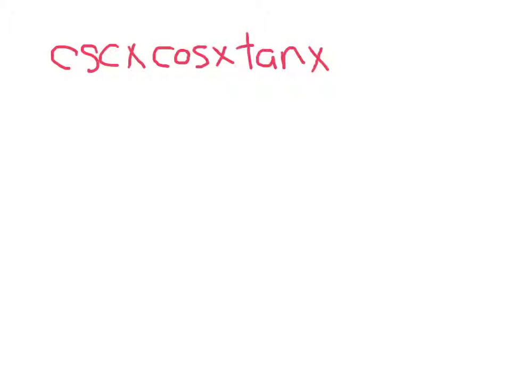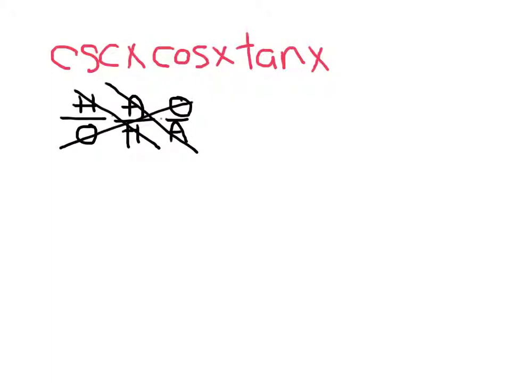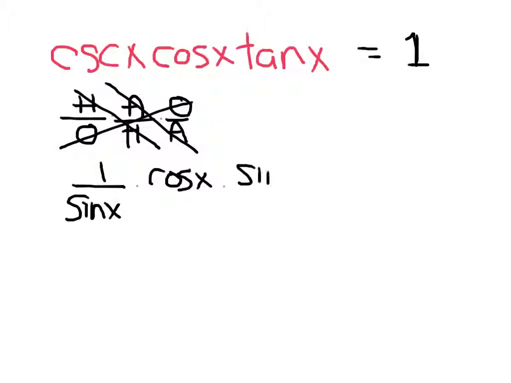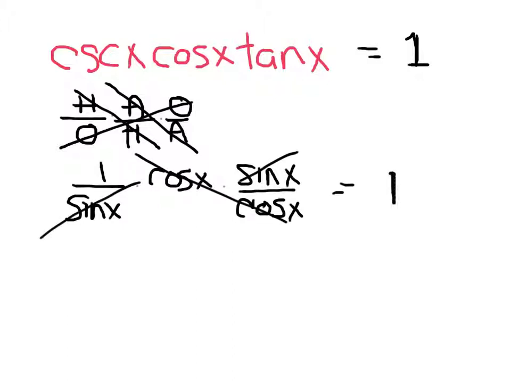Cosecant is the hypotenuse over the opposite, and cosine is the adjacent over the hypotenuse, and tangent is the opposite over the adjacent. And so the hypotenuses cancel, and those cancel, and those cancel. That's 1. Look at that. That was so nice. But if I'm going to show my work with algebra, cosecant is 1 over sine times cosine times tangent, which is sine over cosine. And now I'm a much better math student, and it's equal to 1.